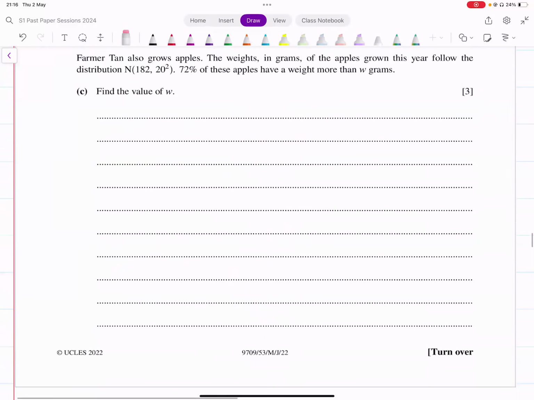All right, now this is inverse normal. It's a normal distribution with mean 182 and standard deviation 20. 72% of these apples have a weight more than W grams. So probability of weight being more than W, that is equal to 0.72. That is what we're given. We need to find the value of W from this. This is simple inverse normal. We say, okay, Z greater than some value, that is equal to 0.72.